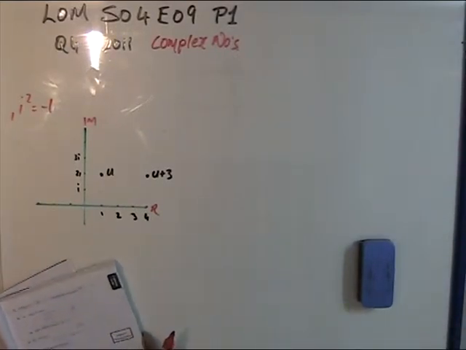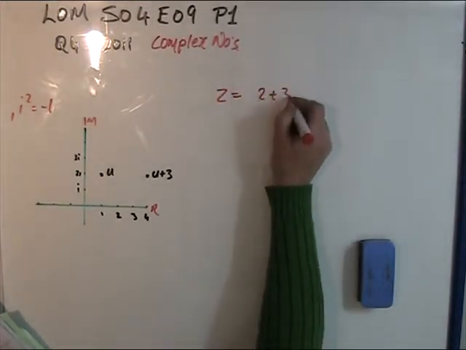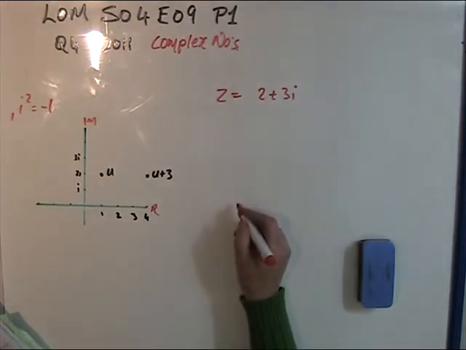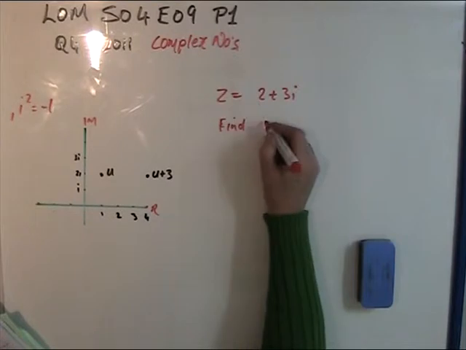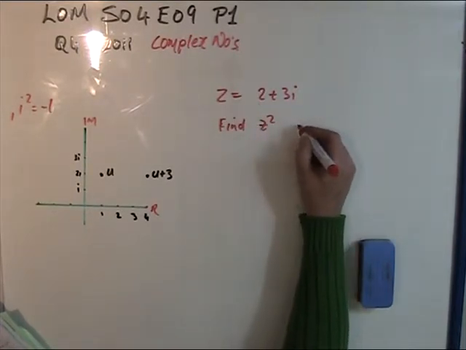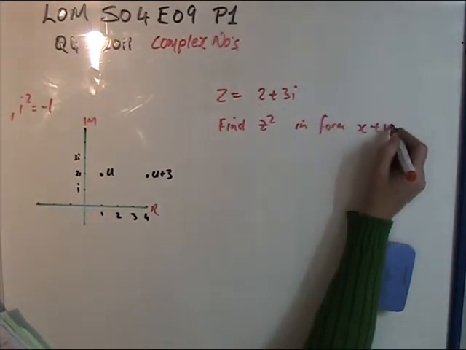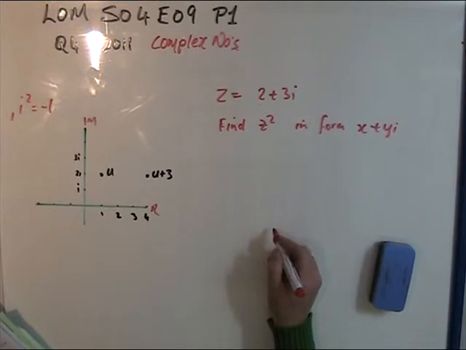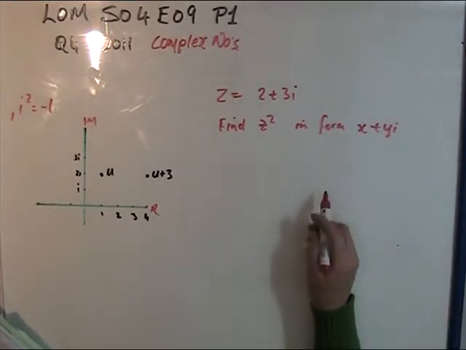It says z is equal to 2 plus 3i. Find z squared, and put it in the form x plus yi, where x and y are real numbers. Okay, I mean they're real.